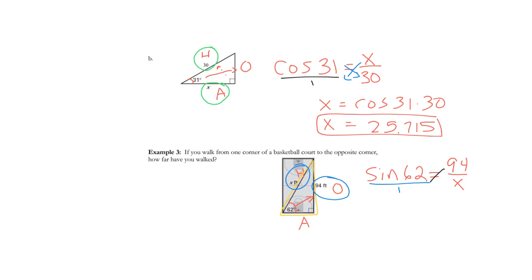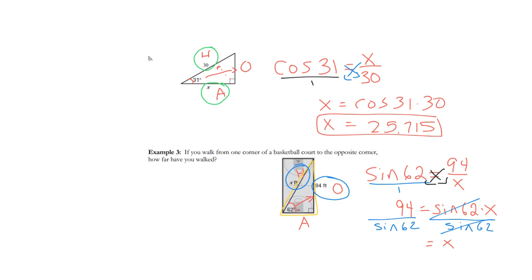Now this is one that we have a little extra step in when we solve, because when we cross multiply here, we get 94 times 1, which is 94. And then we have sine of 62 times X. So the sine of a 62-degree angle times X. Again, we did this in the tangent lesson. To solve this, these are being multiplied. We need to divide to solve. So I'm going to divide by sine of 62. These cancel, and we get X on the right equals 94 divided by the sine of 62.